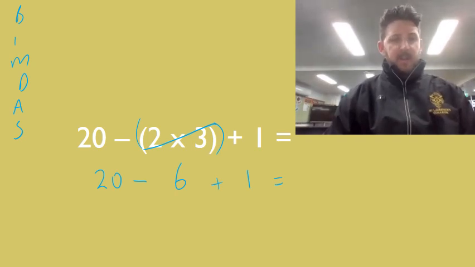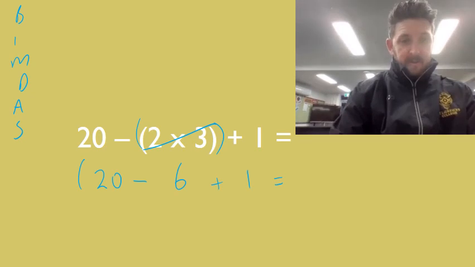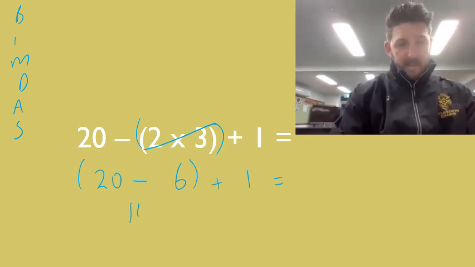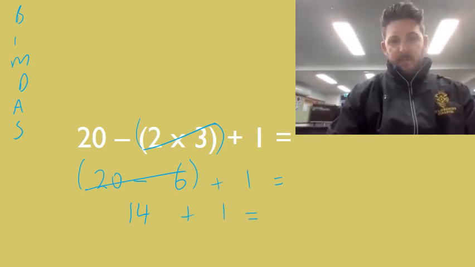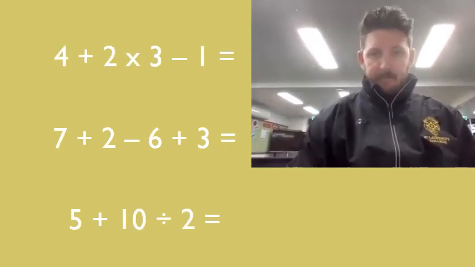Any multiplication or division left? No. Any addition or subtraction? Yes, there is addition and subtraction. Which one do I do first? I work from left to right. So I know that I do this one first. 20 take away 6. So 20 take away 6 is 14. I write that down on the one below, and then I add 1 equals. Left with one sum, 14 plus 1. I can work that out quite easy, and my answer is 15.